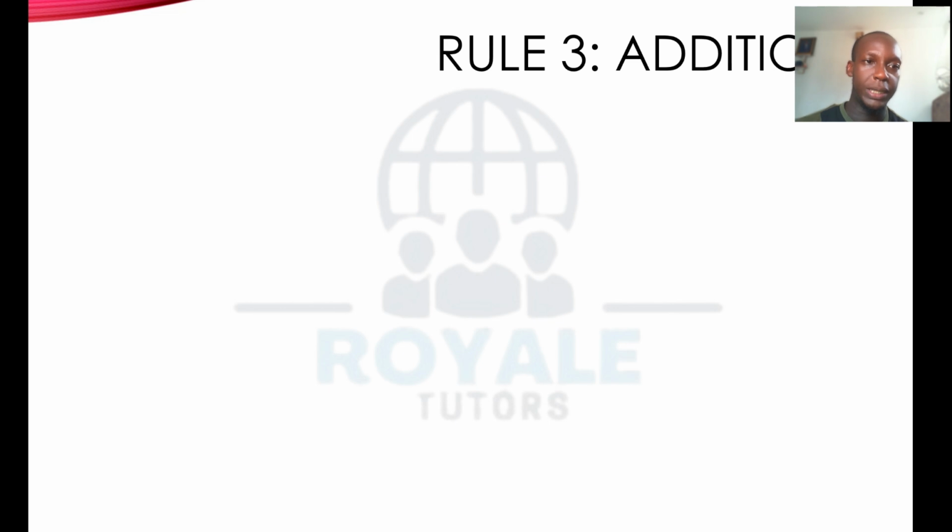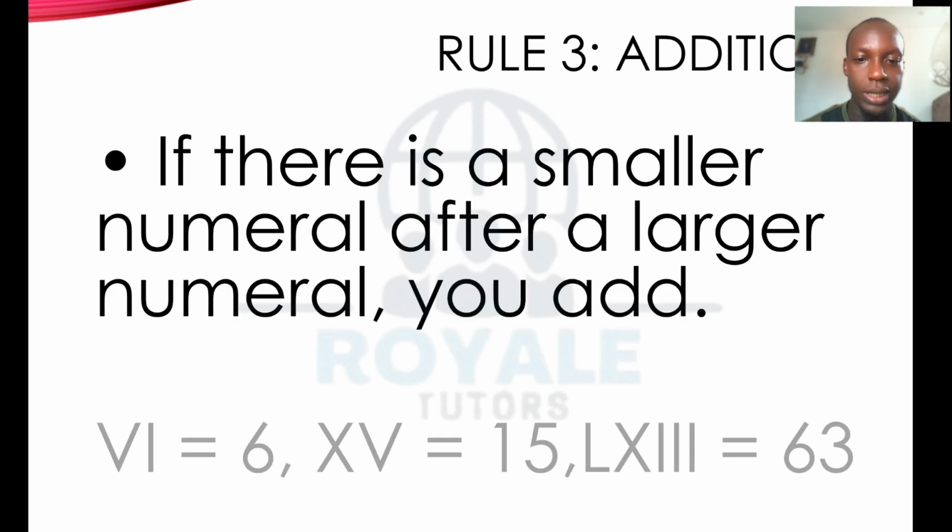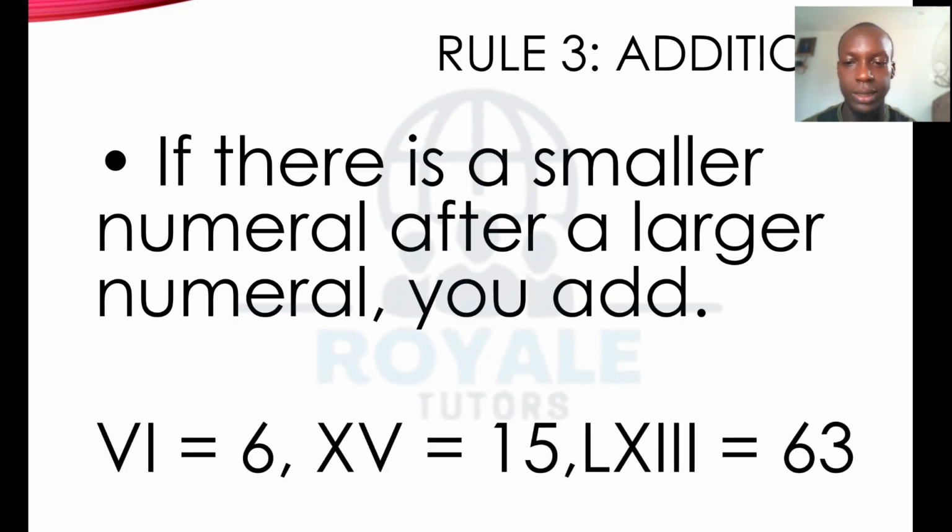Rule number 3 is addition. That's just the reverse of subtraction, anyways. And that states that if there is a larger numeral before a smaller numeral, what do we do? We add. You add, I add, everyone in the Roman numeral system does what? Does add, actually. Good. So looking at this, V is 5 and I is 1. This is a bigger numeral before a smaller numeral. Of course, we can add them together. 5 plus 1 to give me 6, which is what I have here.